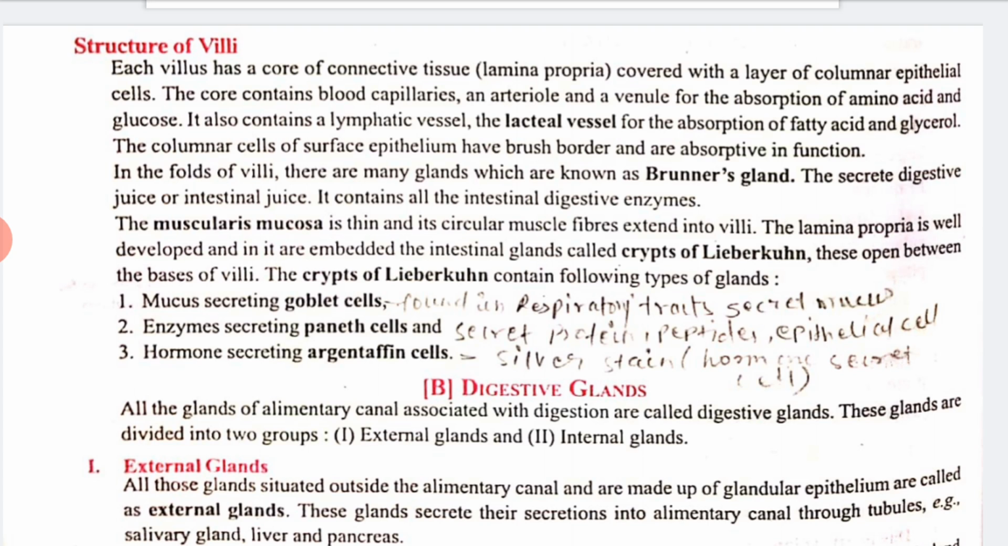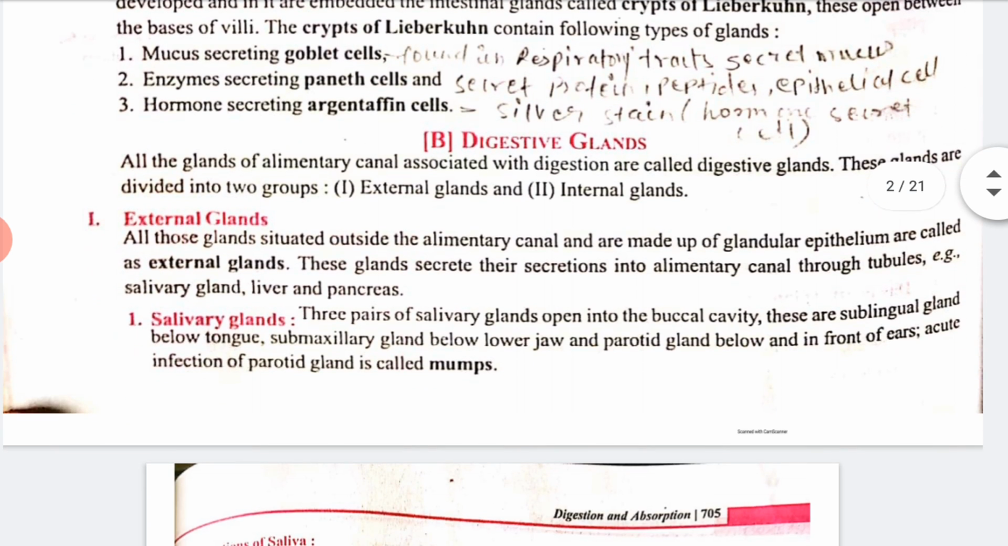So let's talk about the digestive glands. As you all know, all the glands of the alimentary canal associated with digestion are called digestive glands. These are divided into two groups, external glands and internal glands. First of all let's talk about external glands. All those glands that are situated outside the alimentary canal are made up of glandular epithelium and are called external glands. These glands secrete their secretions into the alimentary canal through tubules, namely the salivary glands, liver and pancreas.